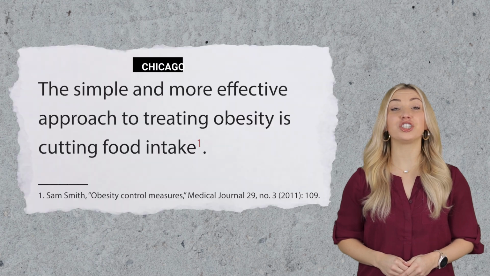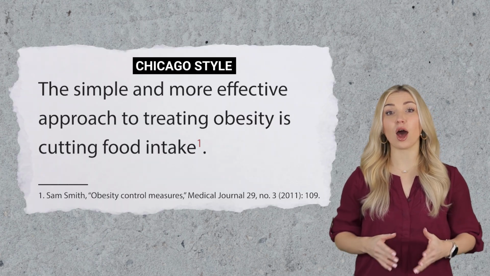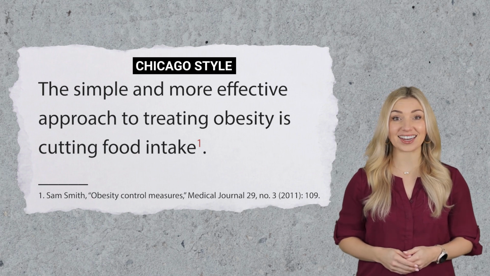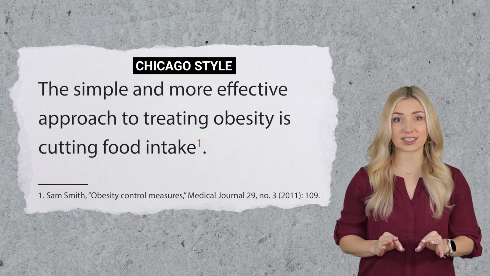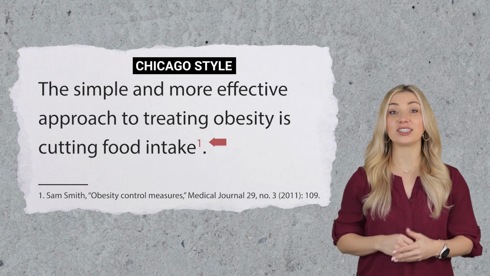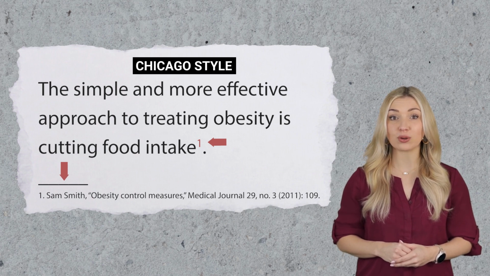Next up is the Chicago referencing style. The Chicago referencing style is commonly used in the field of humanities. The Chicago referencing style uses a footnote system. The sources are cited with a superscript number, and the reference details are given in the footnote at the bottom of the page.